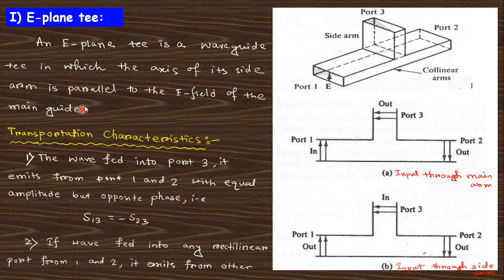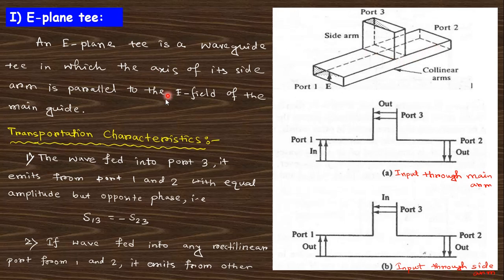Let's start with the E plane T. An E plane T is a waveguide T whose side arm is parallel to the electric field of the main waveguide. This is the structure of a T, the junction of the microwave guide. This junction will be rectangular. It can also be coaxial, right? When the electric field is parallel to this collinear arm, then this is called an E plane T. Clear?